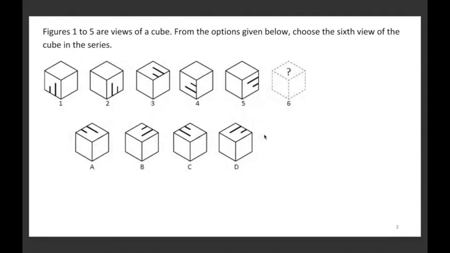Because it's mentioned that all the 5 views are of one cube and there is some series happening because it's written the sixth view in the series, there's some method that is being followed. There's some sequence that is being followed for rotation. So let's just find what's the logic of this sequence.